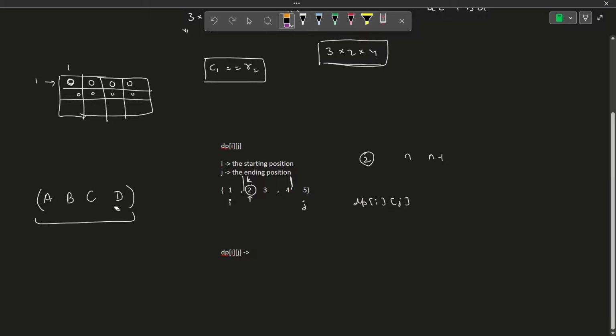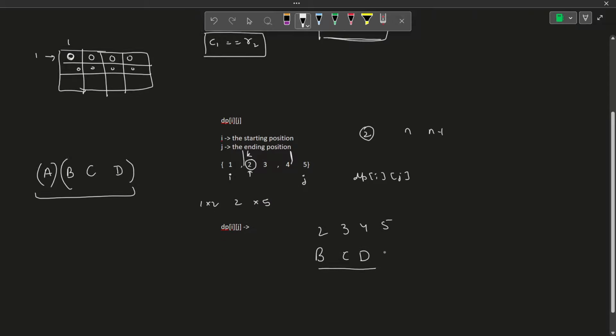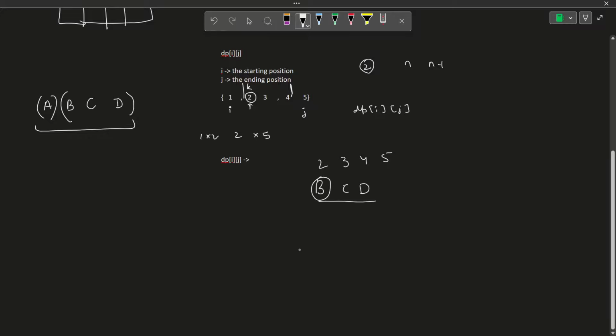You will see that the value will look something like this: A was separate and then BCD was together, because 1 cross 2 is the dimensions of the first matrix and 2 cross 5 will be the dimensions of the second matrix. If you carefully see, the BCD matrices, these three matrices, are represented by these four values 2, 3, 4, 5, right? So the dimensions of B are 2 cross 3, for C it is 3 cross 4, for D it is 4 cross 5.